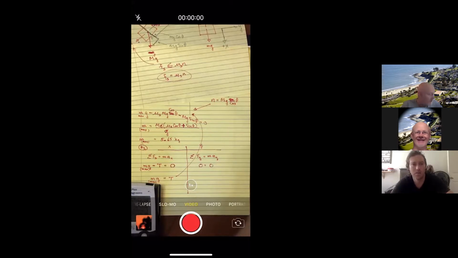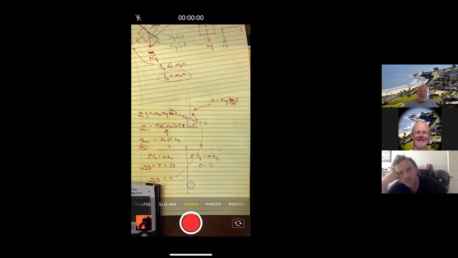Let me see. I'll plug that into my software and see if that's right. That's my max. So M max equals 5.65 kilograms. Yep, that's right.